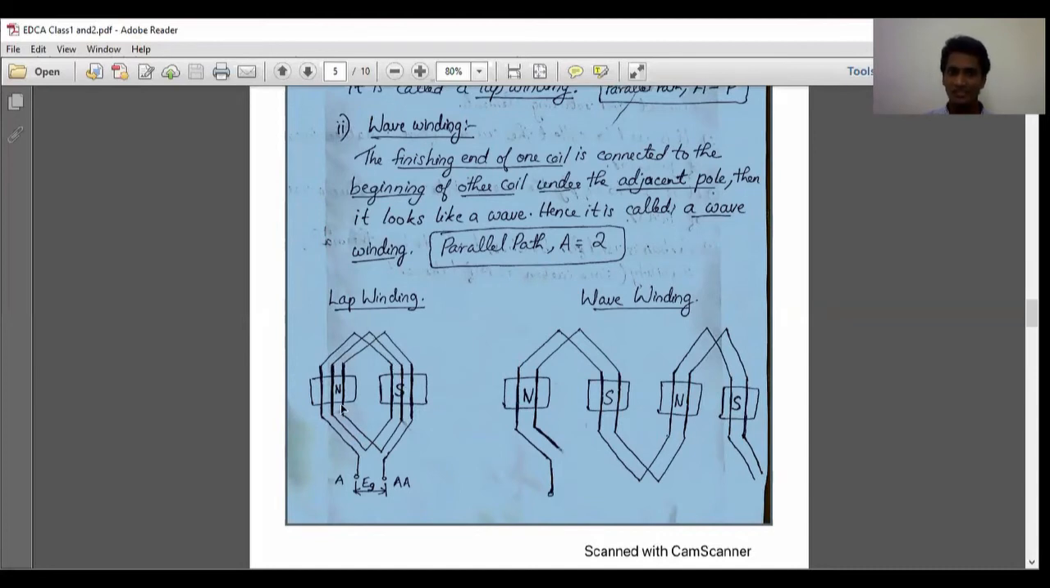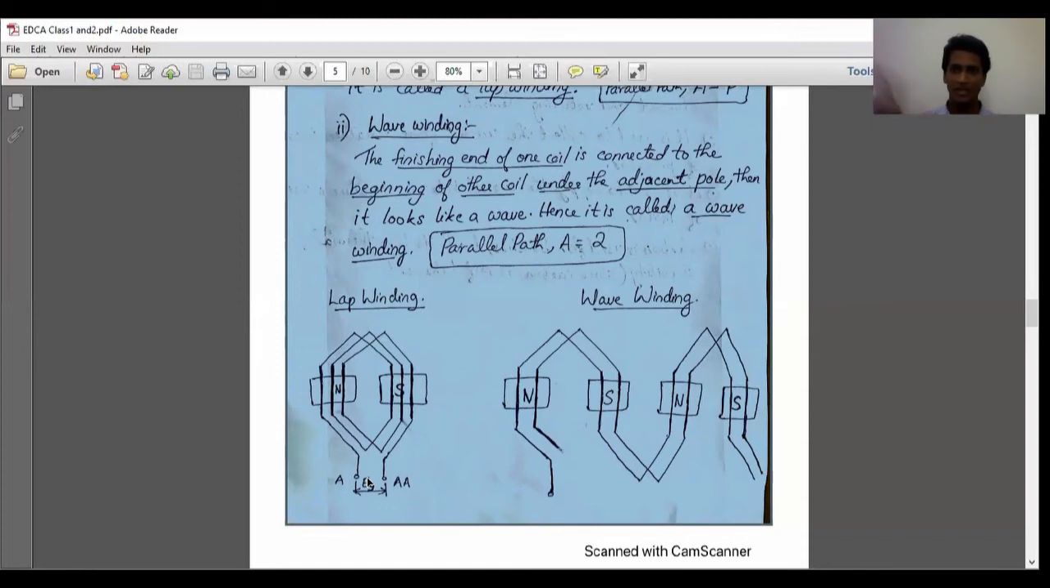Clear? These two conductors together constitute the second coil. That is what lap winding means. It looks like overlapping each other. That's the reason this winding pattern is called lap winding. Clear? And it has two ends taken out as terminals. Across these two terminals, A and AA, we will get the generated EMF, Eg, in case of a generator.